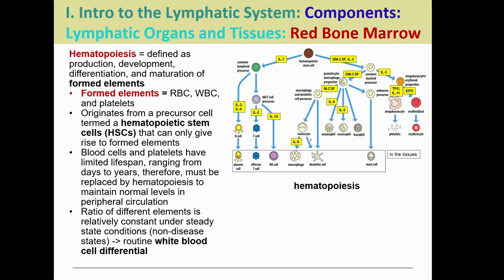Now we have a ratio of different elements. This is going to be constant under normal conditions. What we call steady state conditions are basically when you don't have a disease. This means we have a routine white blood cell differential.